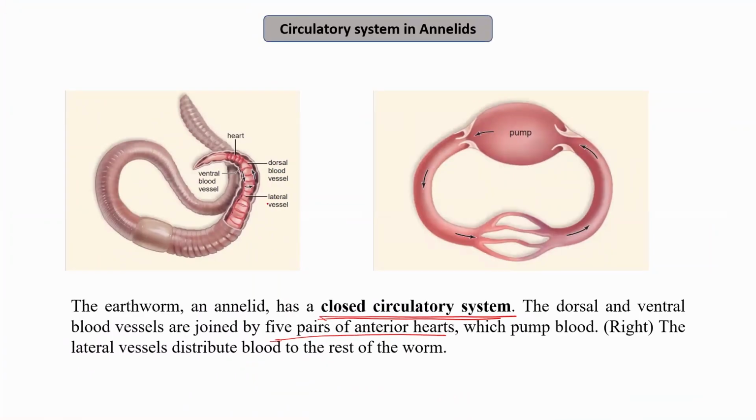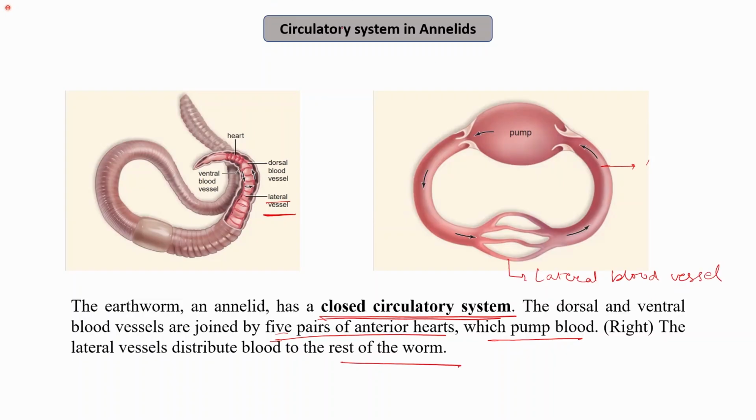And they have lateral vessels that supply the blood to the other organs. So the dorsal and ventral blood vessels are joined by 5 pairs of anterior hearts that pump the blood. On the right, you can see the lateral blood vessels. These are the lateral blood vessels that distribute the blood to the rest of the worm.